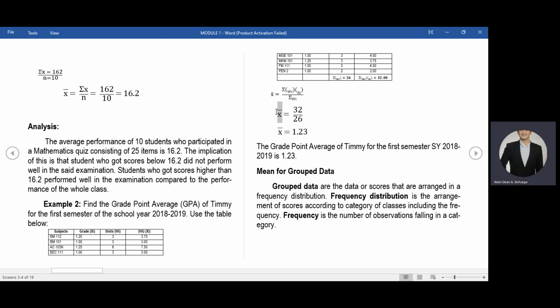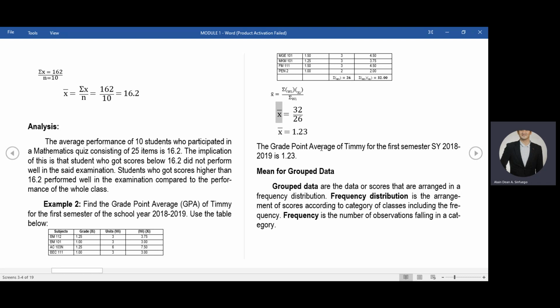You have the mean for the ungrouped data already, but with frequency, or the units earned per subject. That is 32 divided by 26. Rough estimation, your X bar, or your mean, is equal to 1.23.